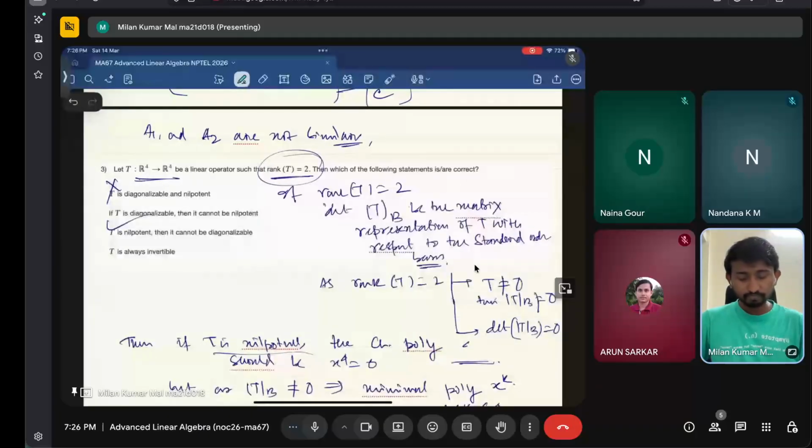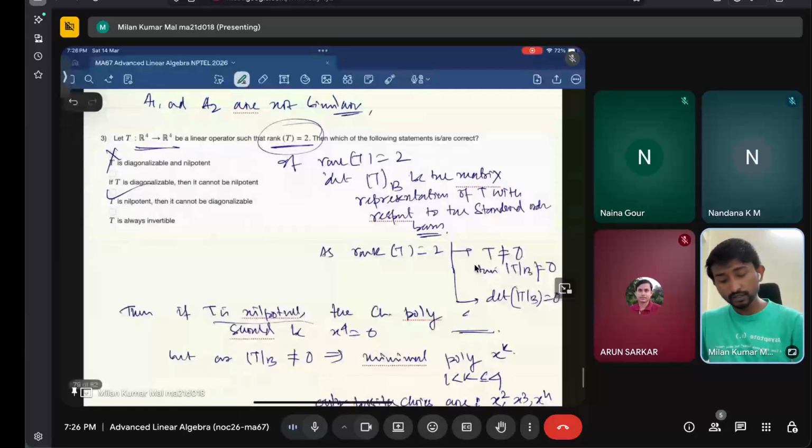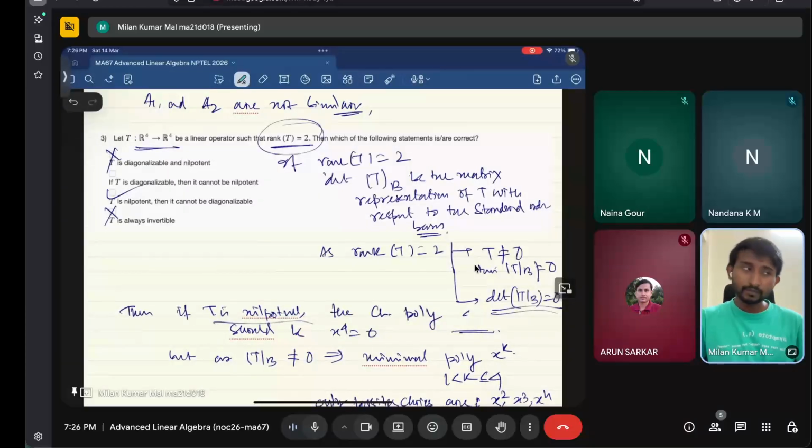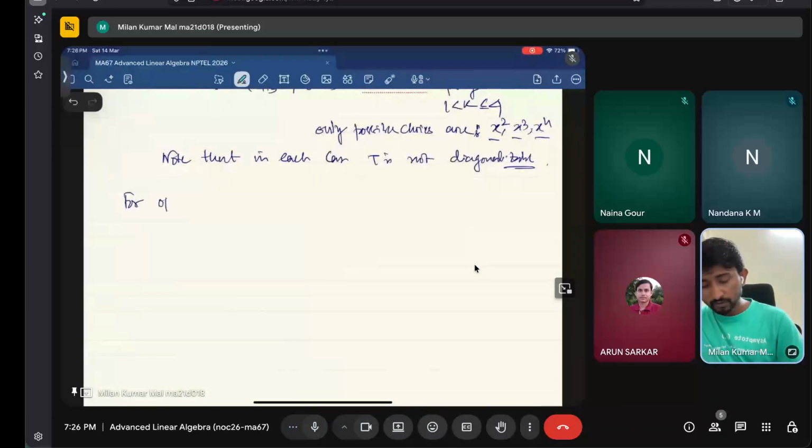That's also true. T is not invertible, that is also clear, because the determinant of T is 0. So what the second option says, if T is diagonalizable, then it cannot be nilpotent.